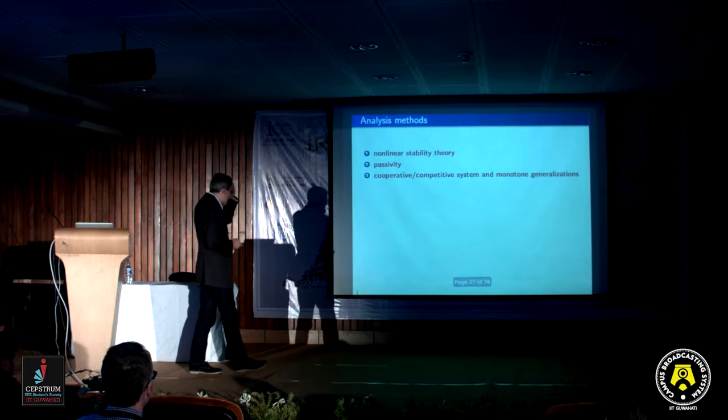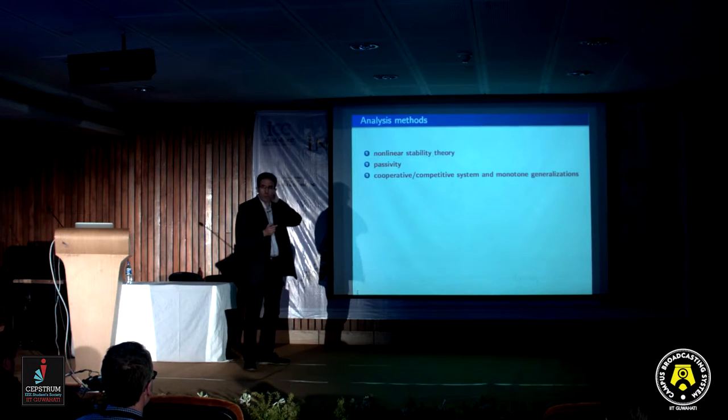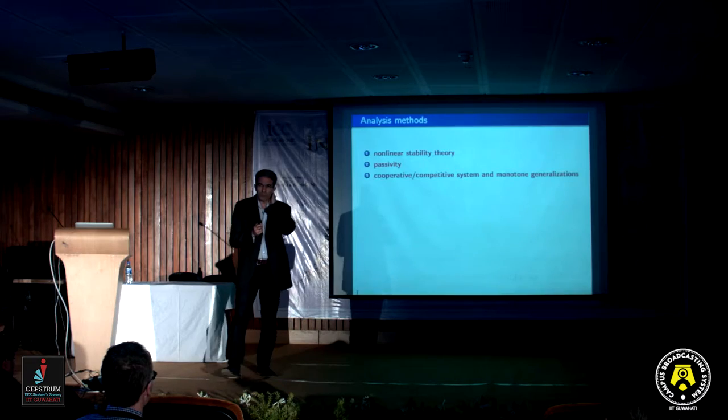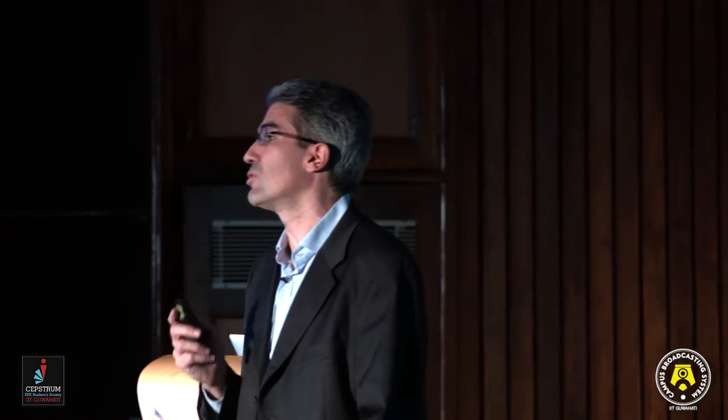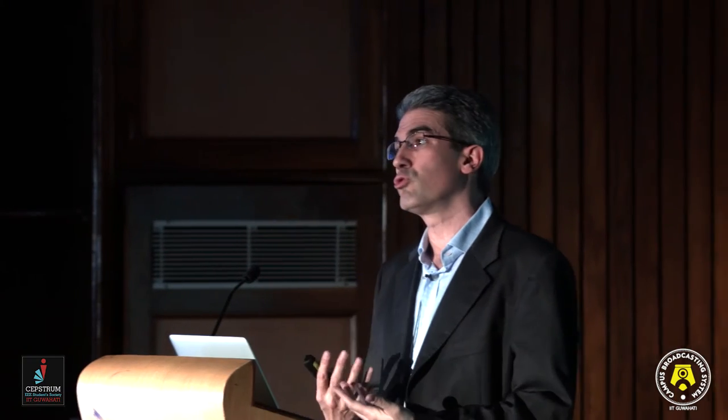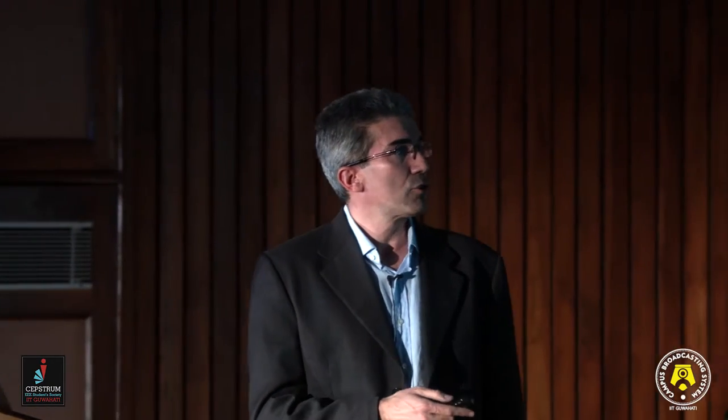Now, I've shown to you the two examples. I didn't talk to you about what tools I used to study them. I did use algebraic graph theory and Perron-Frobenius theory, but of course, these are nonlinear systems. You do need to use nonlinear systems theory. And so now you use the standard nonlinear stability theory.